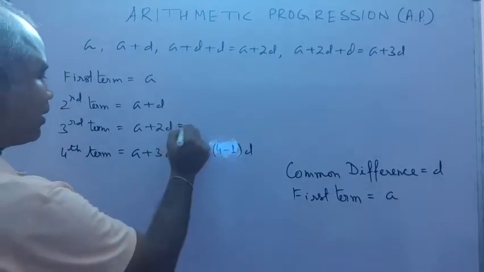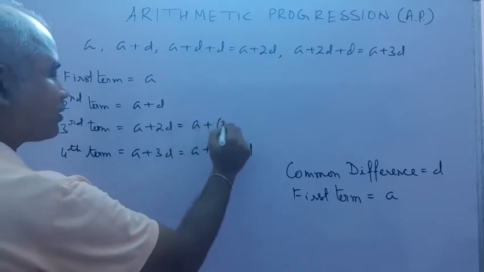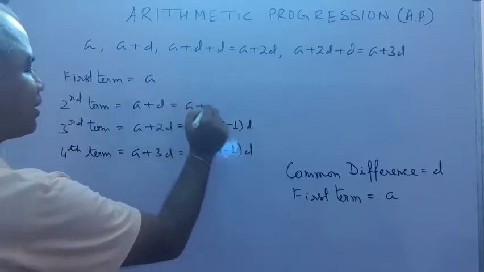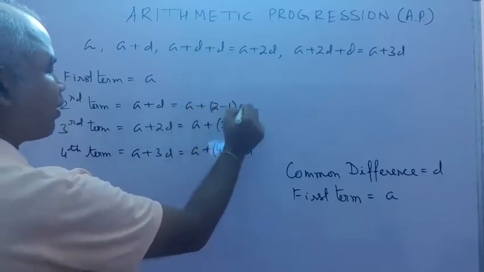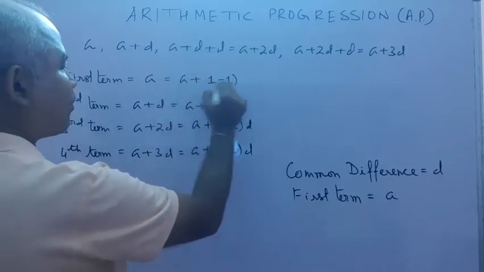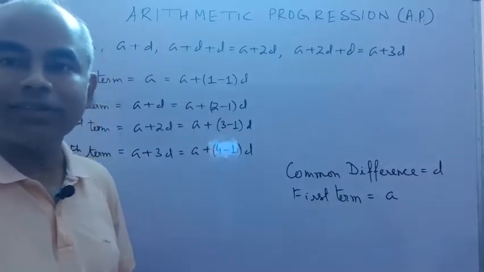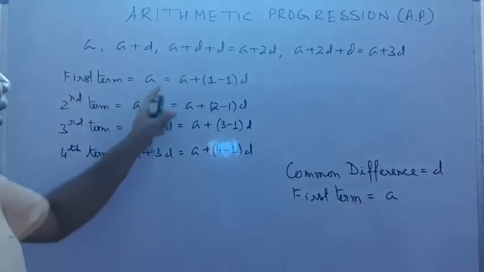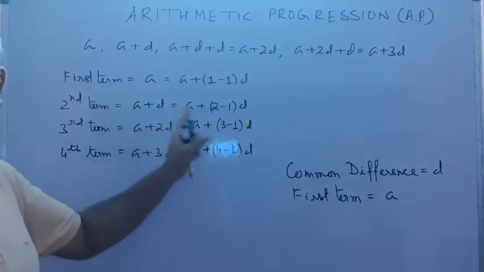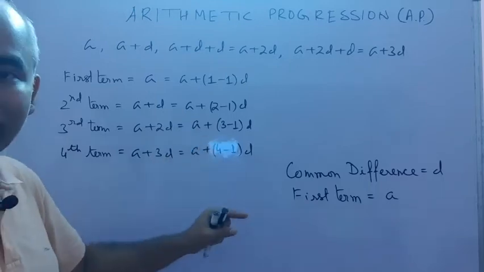In the third term, the same thing happens. What is the coefficient of d? Position is 3, so 3 minus 1 into d. In the second term, actually it is a plus 2 minus 1 into d. In the first term, actually it is a plus 1 minus 1 into d. Okay, clear? So in the first term, it is a plus 1 minus 1 d. In the second term, position is 2, a plus 2 minus 1 d. In the third term, position is 3, a plus 3 minus 1 into d, like that.